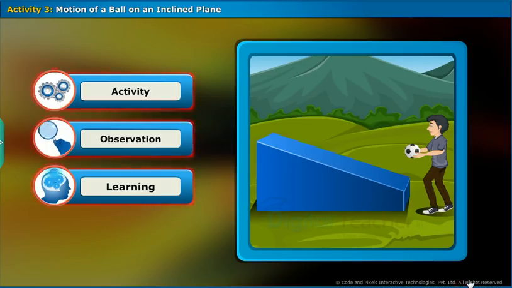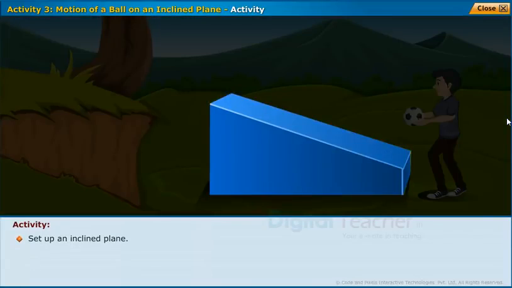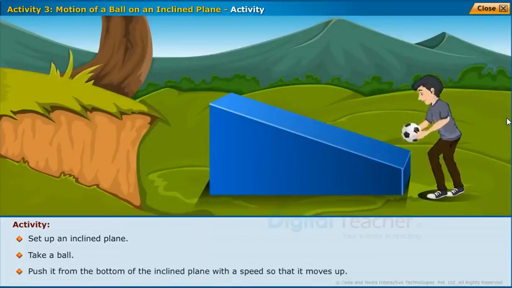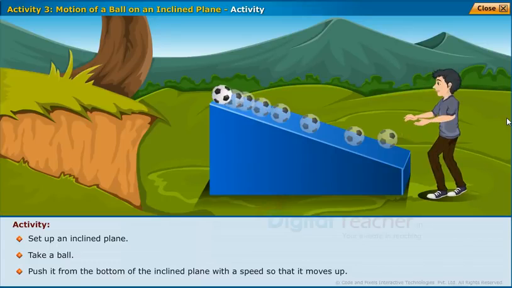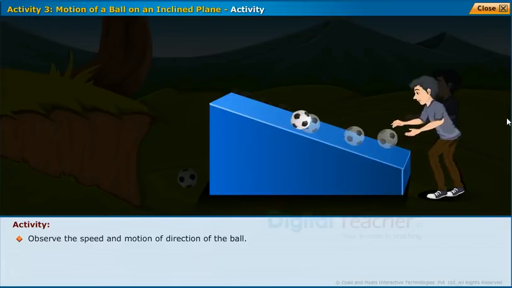Let us perform an activity for observing the motion of a ball on an inclined plane. Click each tab to know more. Set up an inclined plane. Take a ball. Push it from the bottom of the inclined plane with a speed so that it moves up. Observe the speed and direction of motion of the ball.